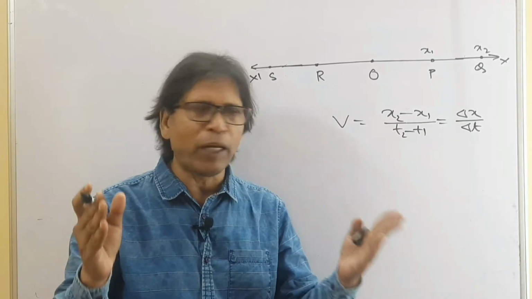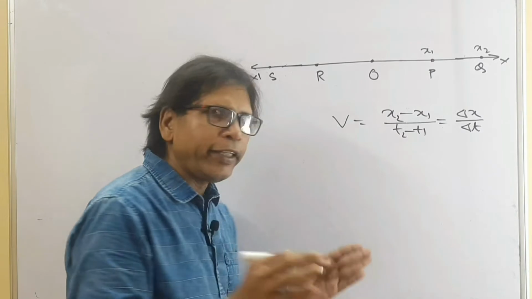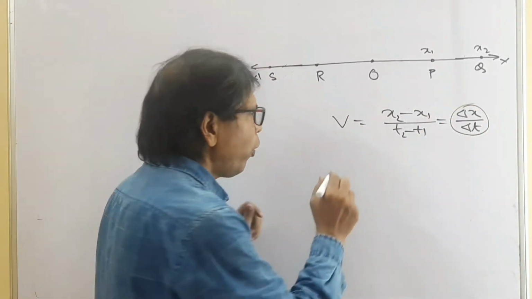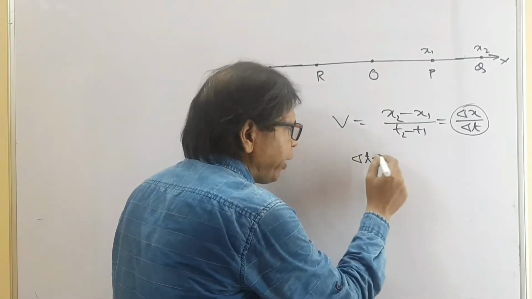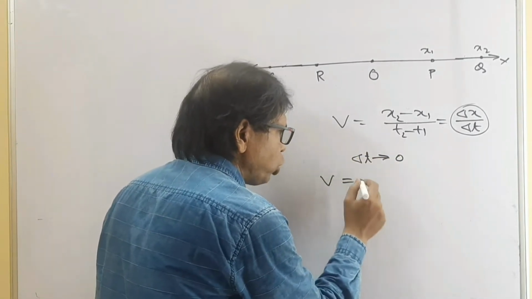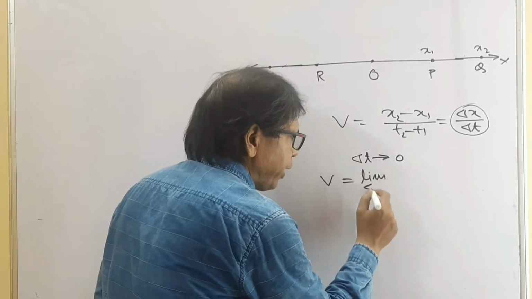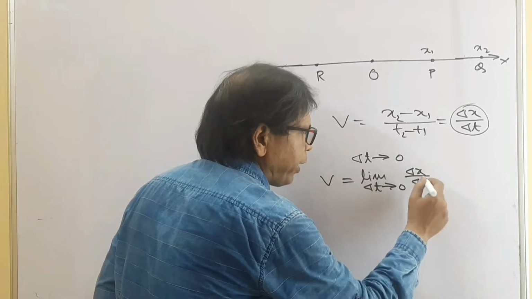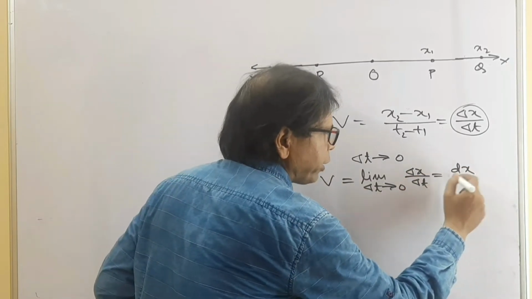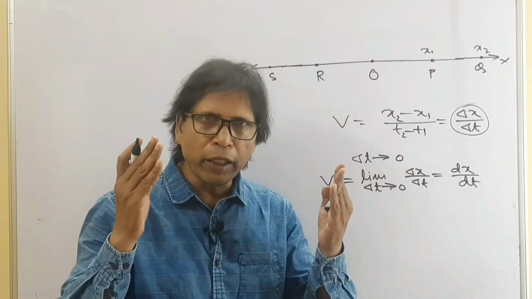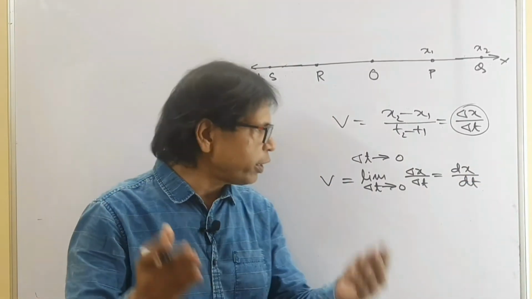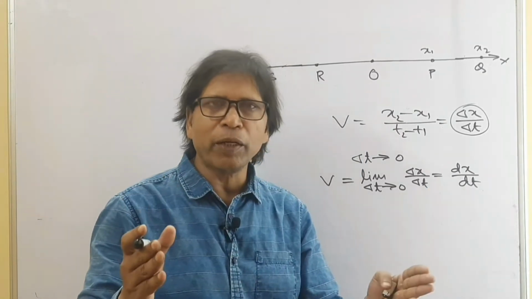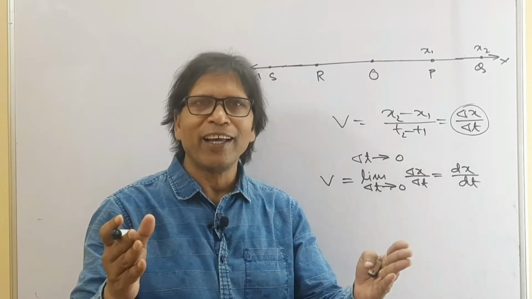Now instantaneous velocity. The instantaneous velocity is the limiting value of average velocity when time delta t tends to 0. So instantaneous velocity v is the limit as delta t tends to 0 of delta x by delta t, which is dx by dt. If an object moves with constant velocity, then instantaneous velocity and average velocity will be equal.